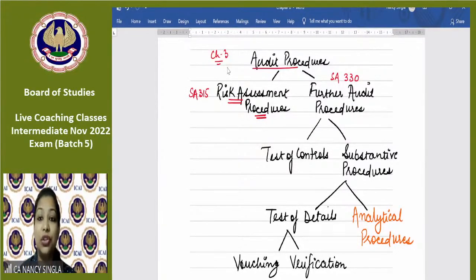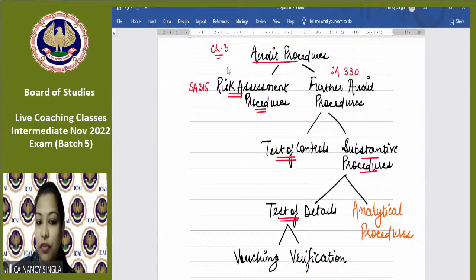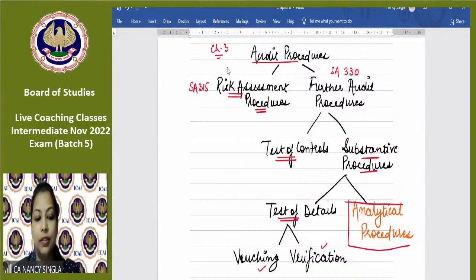What is the name of SA 315? Identifying and assessing the risks of material misstatement through understanding the entity and its environment. And what is SA 330? The auditor's responses to assessed risks. And how does an auditor respond? By performing other procedures or further audit procedures. Further audit procedures can be divided into tests of controls and substantive procedures. And substantive procedures can further be classified as tests of details, which include vouching and verification, and analytical procedures.